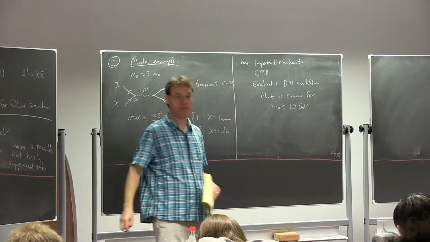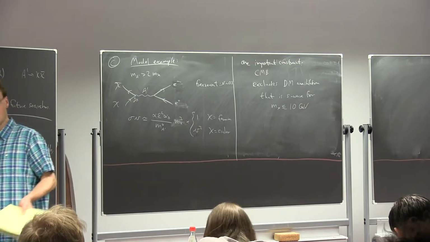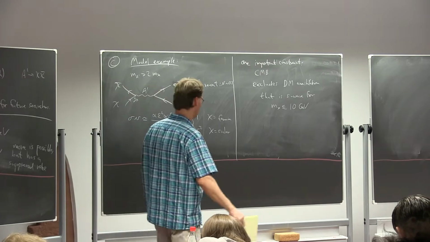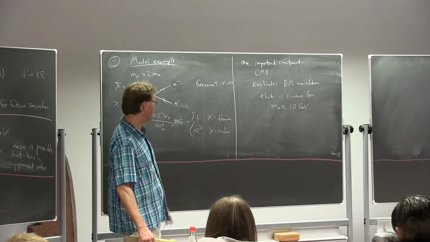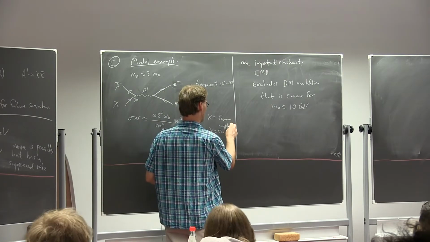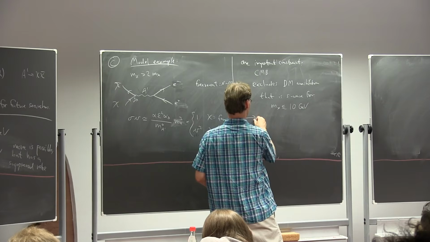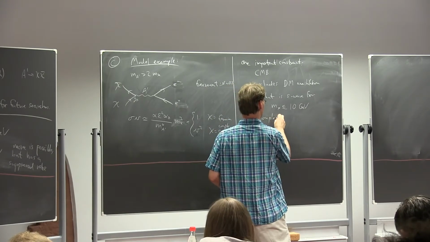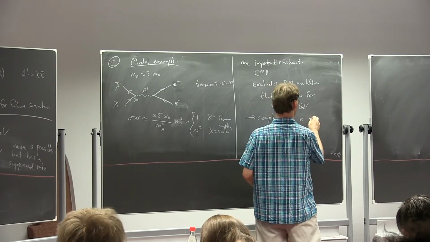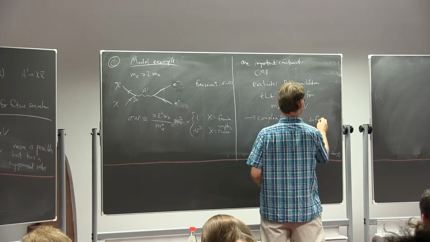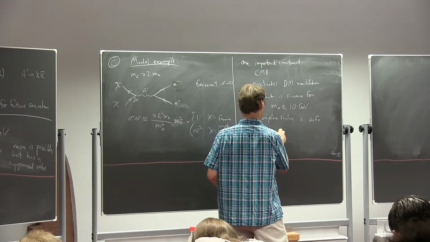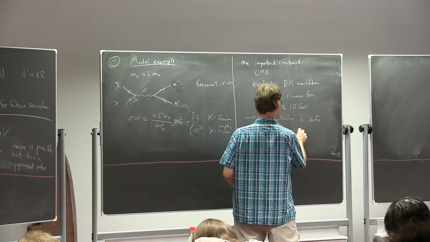So if you're interested in sub-GeV dark matter, this is an important constraint. You can't just have anything you want. You have to worry about this bound, and you have to avoid S-wave annihilation. So what we see here is that, let me just write here, this is a complex scalar, not a real scalar. So we see the complex scalar is safe, so that's a good candidate, but the fermion is excluded.